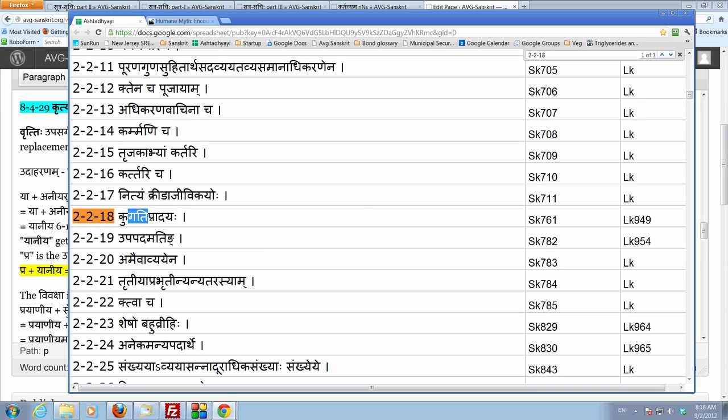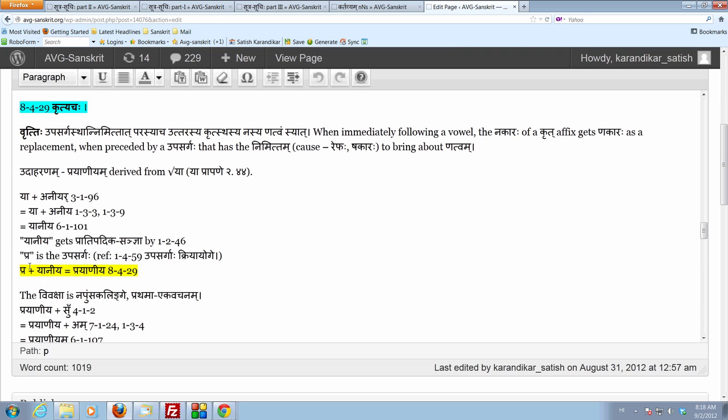Right now we can move ahead with our derivation with the idea that we'll come back to these compound details later on. So prayaniya, when we do that, now what we get is prayaniya.